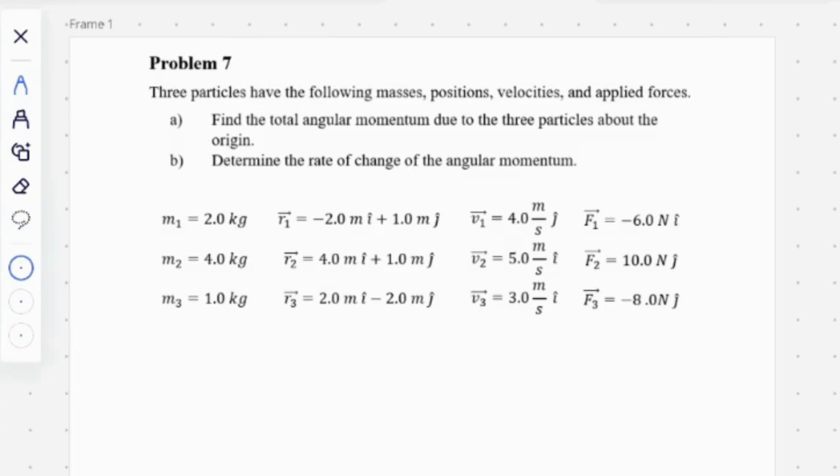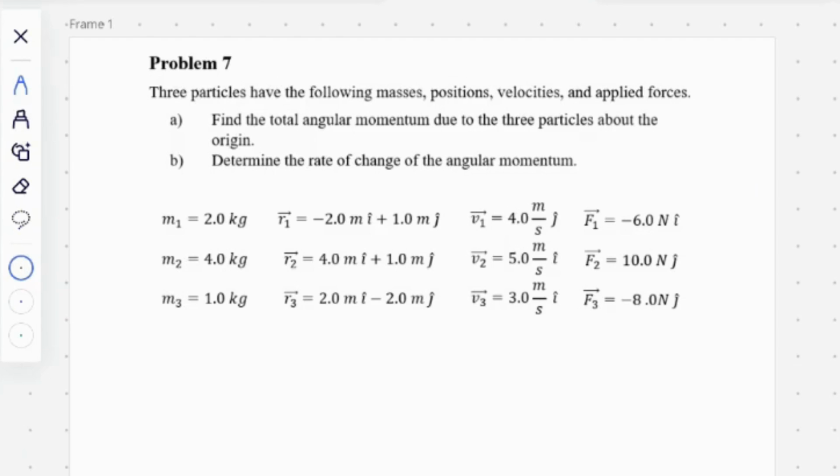Okay, so we're going to take a look at an angular momentum question. In this one, they give us the mass, position, velocities, and applied forces of 3 particles. So we have 3 objects in space here, but they aren't connected in any way. So we got 3 independent objects.